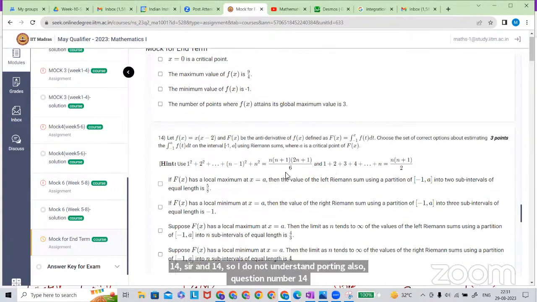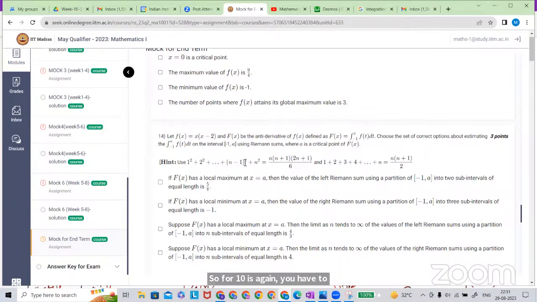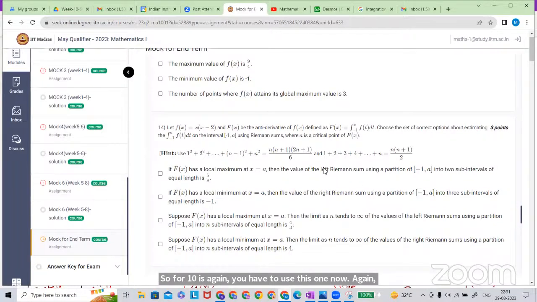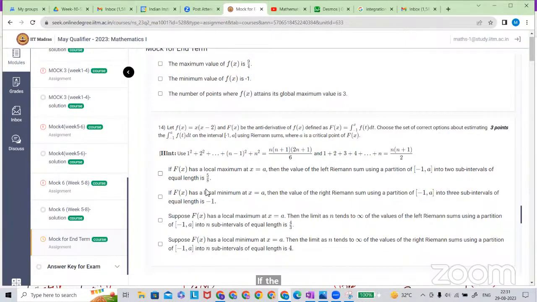So 14 is again, you have to use this one, no? Again, this Riemann problem is there, okay. Yes, it's Riemann and the idea of maximum and minimum. If F(x) has a local maximum at a, then the value of the left Riemann sum if the partition subinterval is equal to 5/8. If F(x) has a local minimum at x equal to, what is F(x)? Capital F(x) is this one.